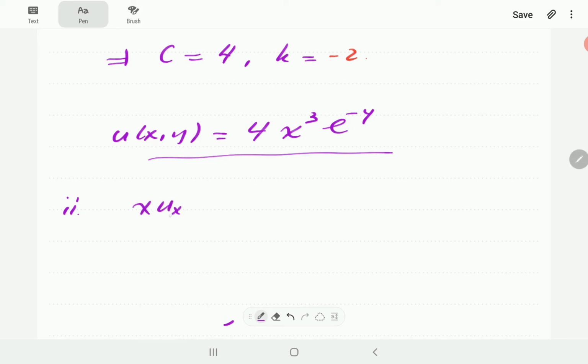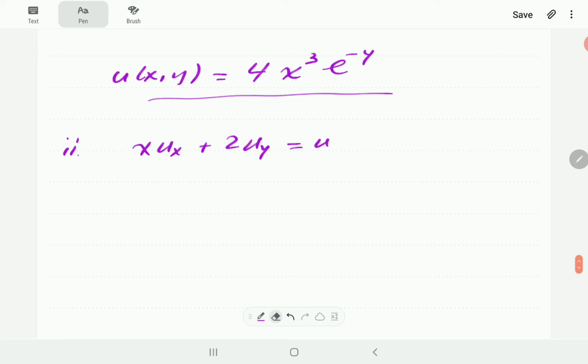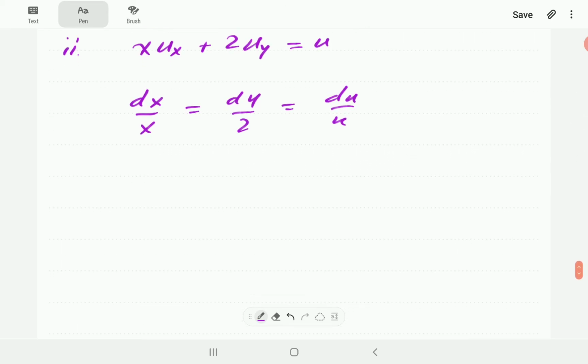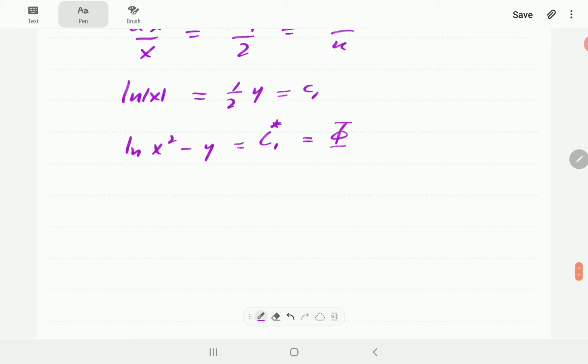So our problem is x ux plus 2uy is equal to u. The characteristic equations are going to be dx over x equal to dy over 2 equal to du over u. From the first two, we are going to integrate that to get ln x is equal to 1/2 y plus a constant. If I multiply by 2 and bring both to the same side, I'm going to have ln x squared minus y equal to c1, which is going to be our function phi.